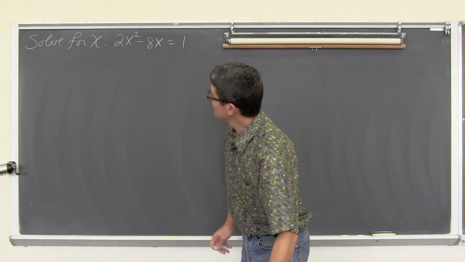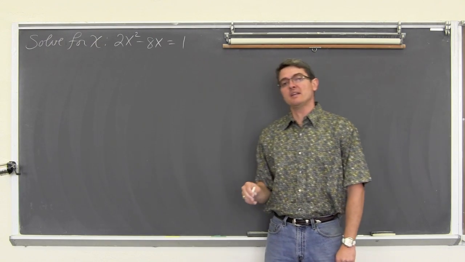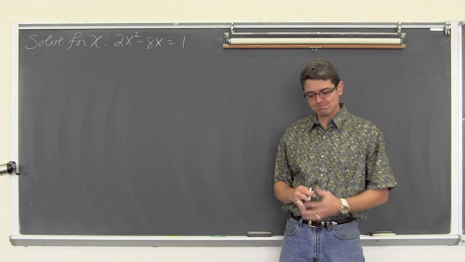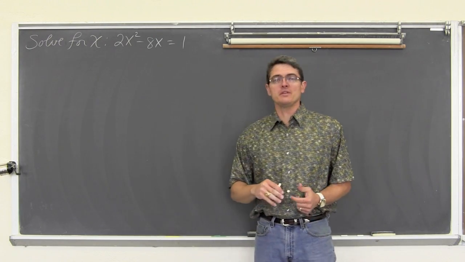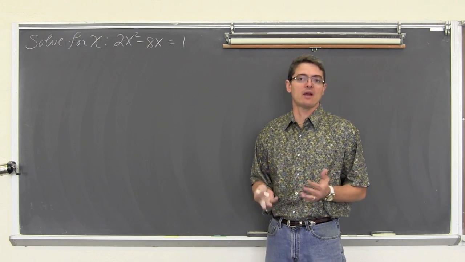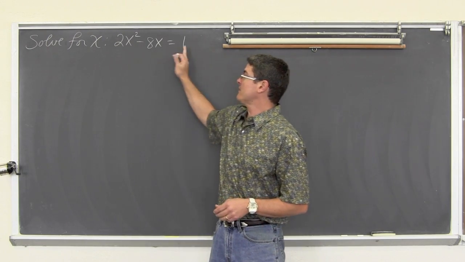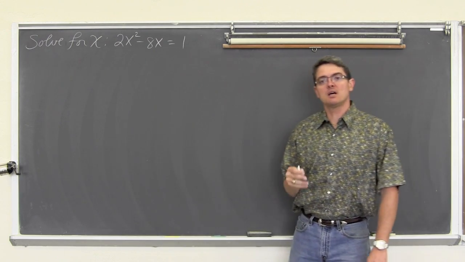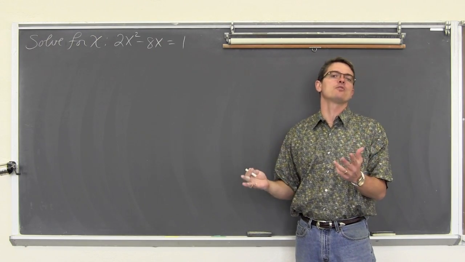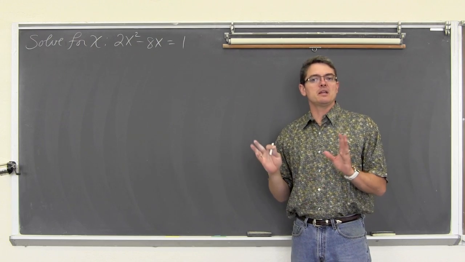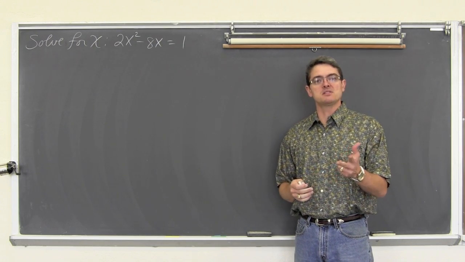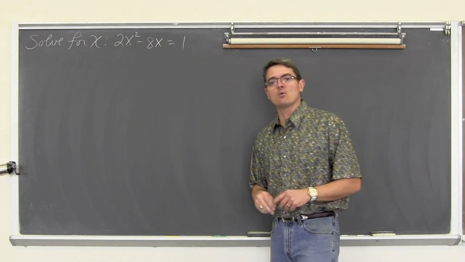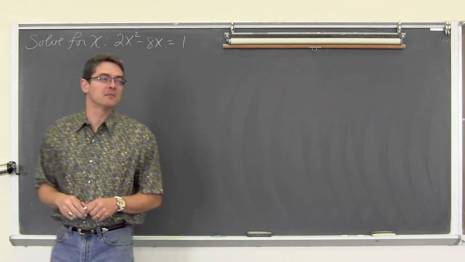Here's our second example. 2x squared minus 8x equals 1. If we were going to solve this using completing the square, we would have to divide all of our terms by 2 to get our leading coefficient equal to 1. But we're not doing completing the square, we're using the quadratic formula, which means that we need to get this set equal to 0, find a, b, and c, and work through the quadratic formula that we just copied down.